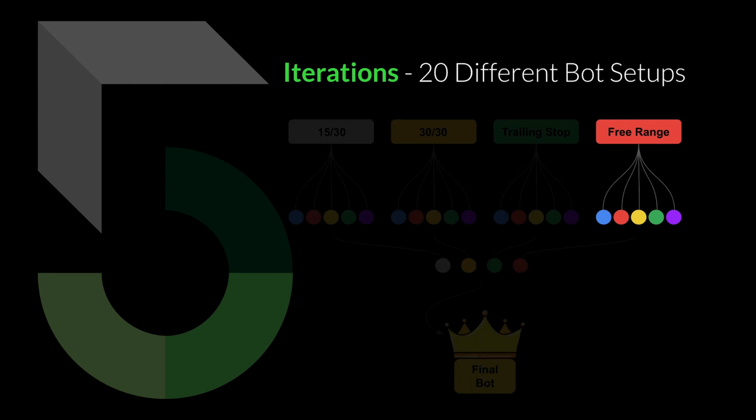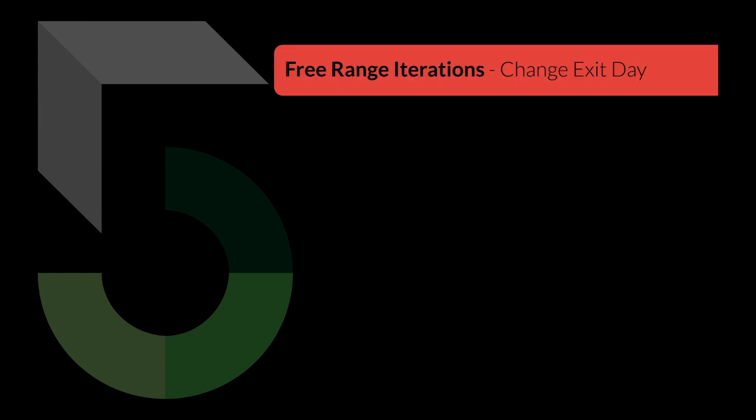So the focus of this video is going to be centered around the free range iterations and those bots. With the free range iron fly iterations, the variable that I'm changing is the exit day. So all iterations of this iron fly setup are going to be 7 DTE, and there's no profit targets, no stop losses. That's why it's referred to as a free range iron fly. I just let it go, just changing when I'm going to exit. As a safety precaution, I'm exiting 2 hours before expiration to avoid any potential assignment risk. So that is a hard exit for any of these bots.